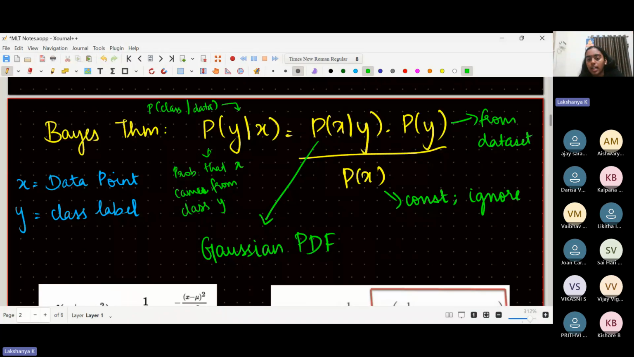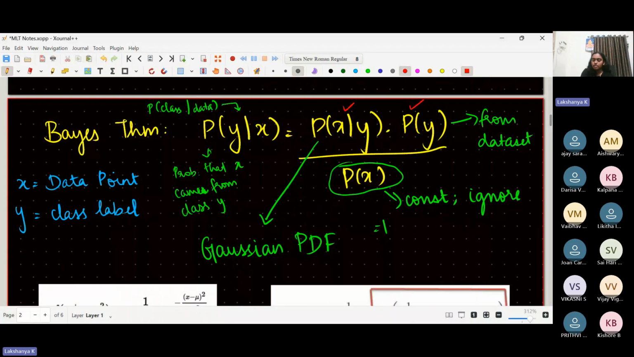Given that I'm taking a sample from class y, what is the probability that the sample I'm taking is going to be x, into what is the probability that I get a class y, first of all, divided by what's the probability of getting data point x. So this is the expansion for this expression. Now this denominator term is usually a constant because p of x is the probability of getting that data point, and the data point is given to you in the data set. So this is like one, you're definitely going to have the data point because it's a given. So you can ignore the denominator term. All we are concerned about are the two terms in the numerator, p of x given y and p of y.